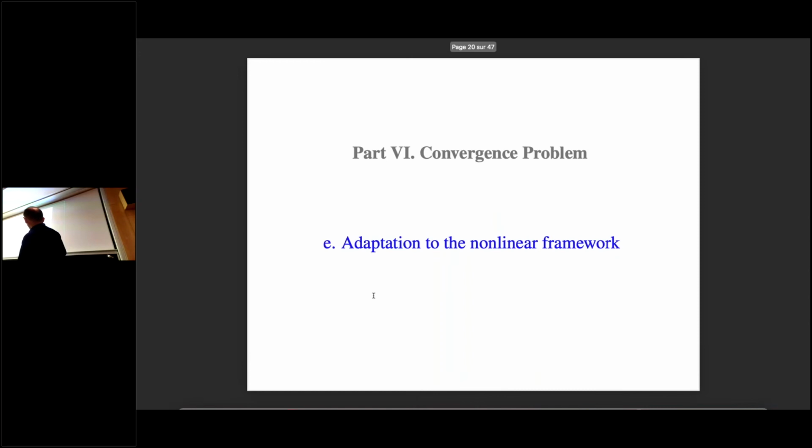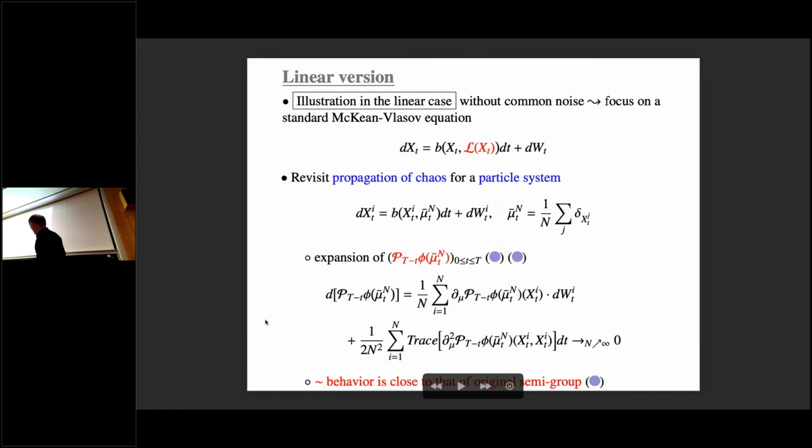Okay, so now we have to adapt to the nonlinear setting, and we have to make clear what is the notion of characteristics. Well, the notion of characteristics, this is the MFG system, either studied in PDE form or in forward-backward form. And this is what we are going to do now, and the strategy will be the same. We want to expand the analog of our semigroup along the empirical measure. And what is the analog of our semigroup? This is calligraphic U, which is the solution to the master equation.